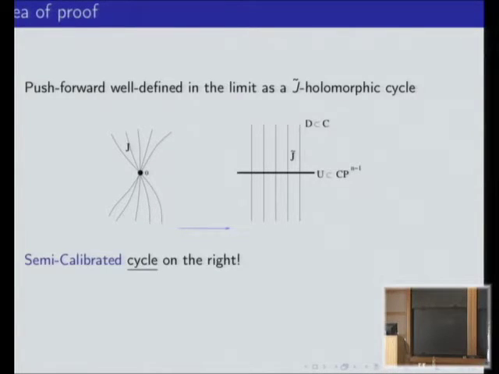And now let me point out that even if you start from a calibration, a closed form on the left, when you do this thing, you actually end up with the semi-calibration here in general. And that's why it's interesting also to know things about semi-calibrations, because you can use them.